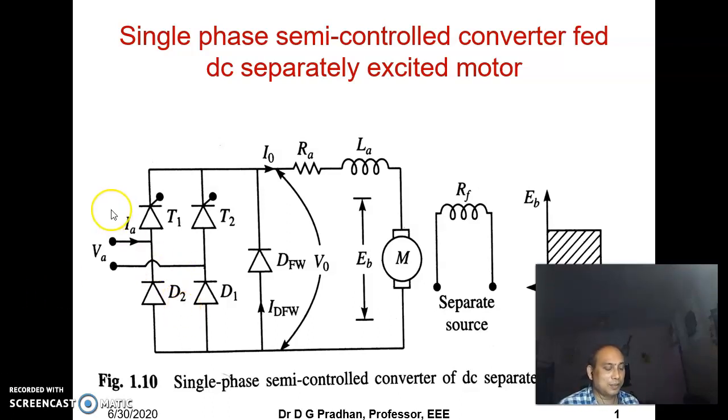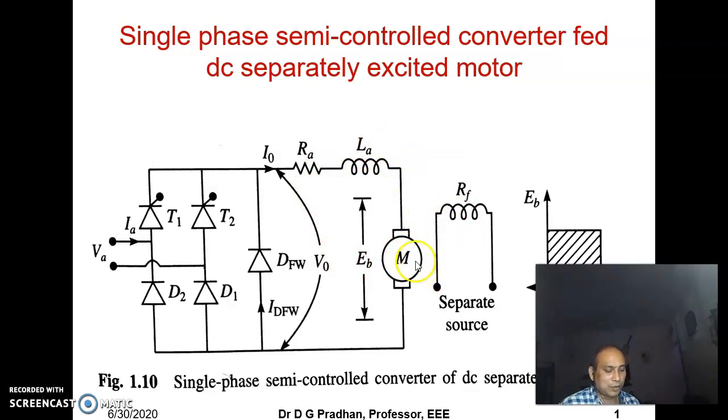Now we will discuss the single phase semi controlled converter connected to a DC separately excited motor drive. Semi controlled converter means it consists of two SCRs T1 and T2 and two diodes D1 and D2. In this case the load is a separately excited motor drive.